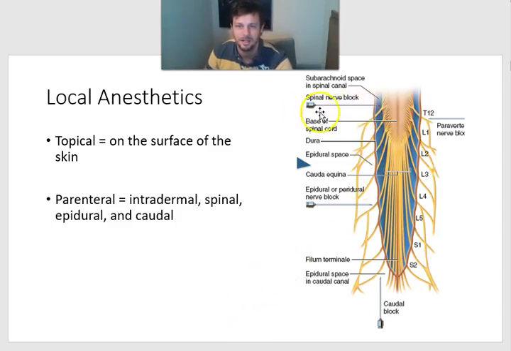You can get a spinal nerve block that goes into the subarachnoid space to numb all those nerves in that area. You can also get an epidural or a peridural nerve block. Epidurals are really common in childbirth. So they come into this space that is just above the dura mater of the spinal cord and inject in a local anesthetic to ease the pain of childbirth. You can also get caudal blocks or paravertebral blocks. The paravertebral are going to just be numbing the nerves right here that come out next to the vertebrae.